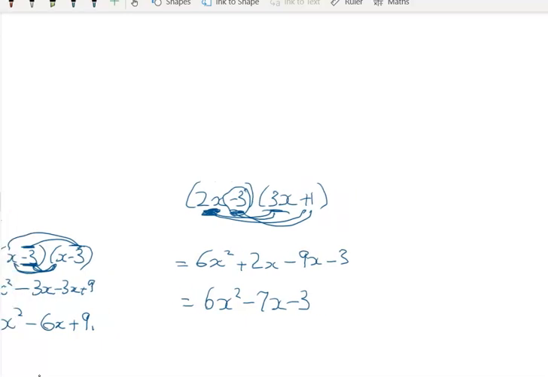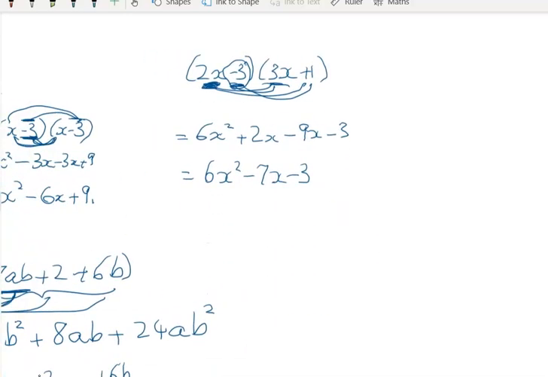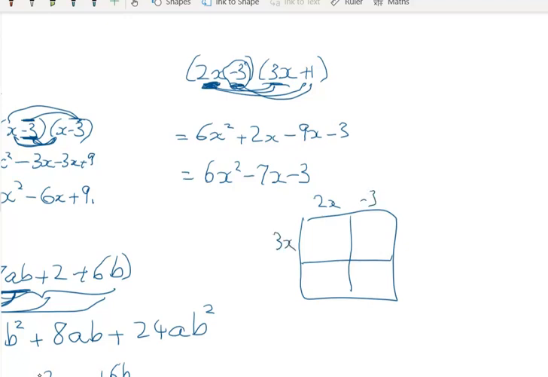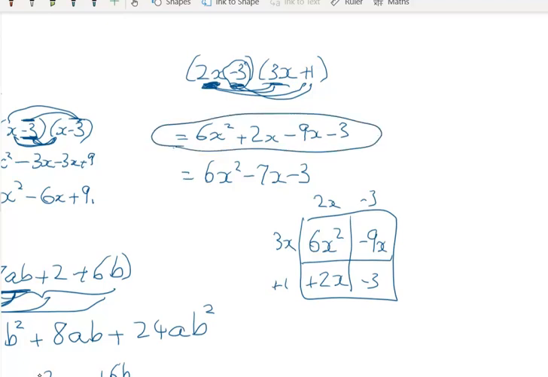But this one I am going to do with the grid method if I can get enough space. Let's see. Okay, 2x minus 3, 3x plus 1, 6x squared minus 9x plus 2x minus 3, and you can see that that matches up to what we've got in there.